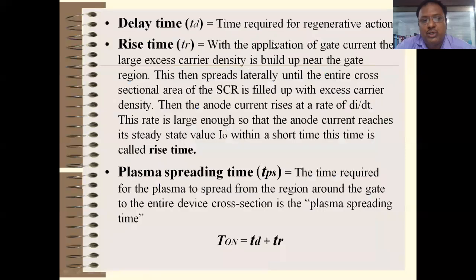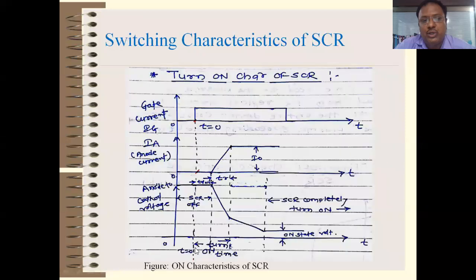This time is called TD on, the delay on time. This is the time required for regenerative action, as given in your notes, or you can say the time required to charge the junction capacitances. After that, your anode current starts to increase. At the same time, the anode to cathode voltage starts to drop. As we already learned in the VI characteristics of SCR, once the SCR turns on, the voltage across the SCR drops to the on state voltage, which is equal to 1 volt.